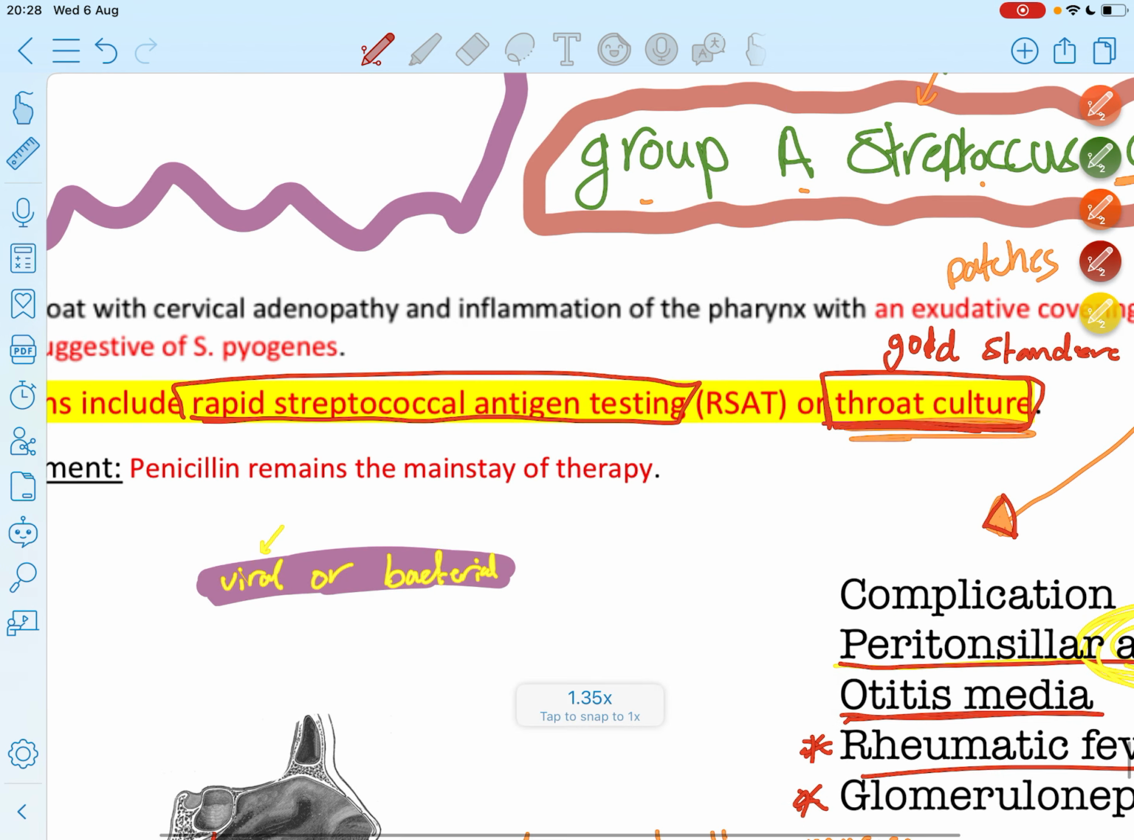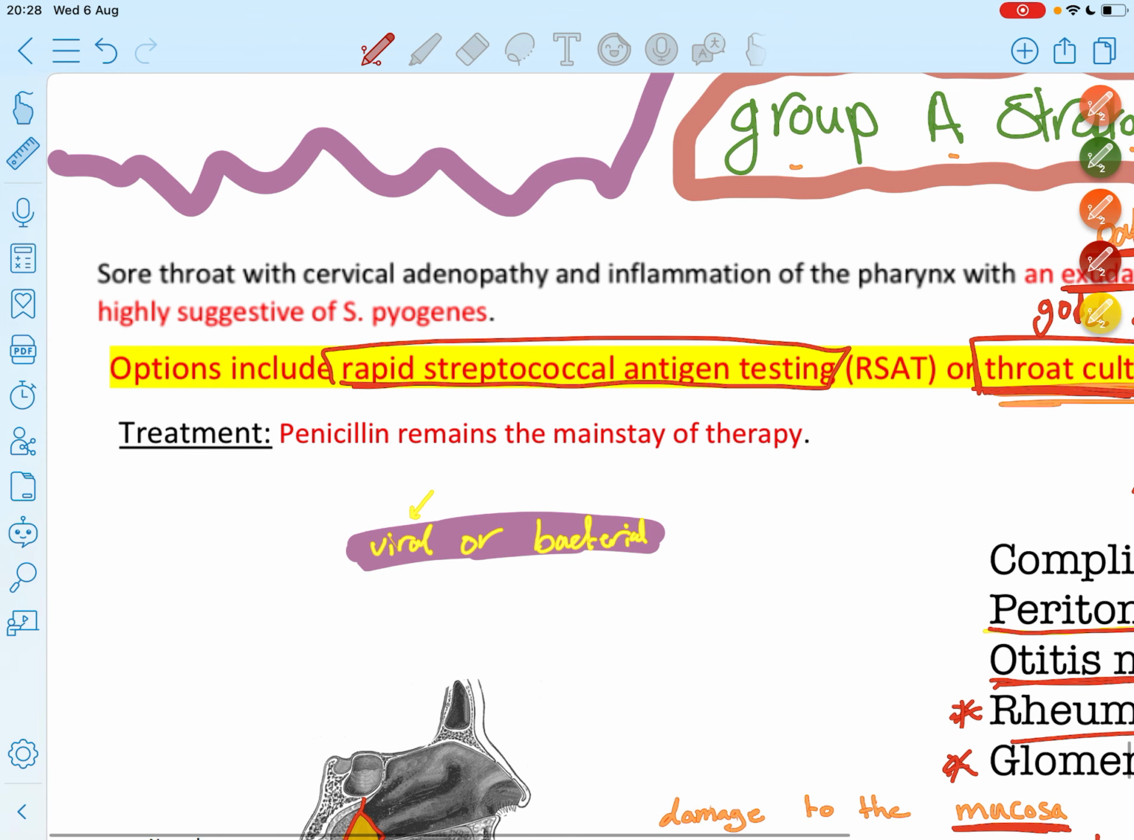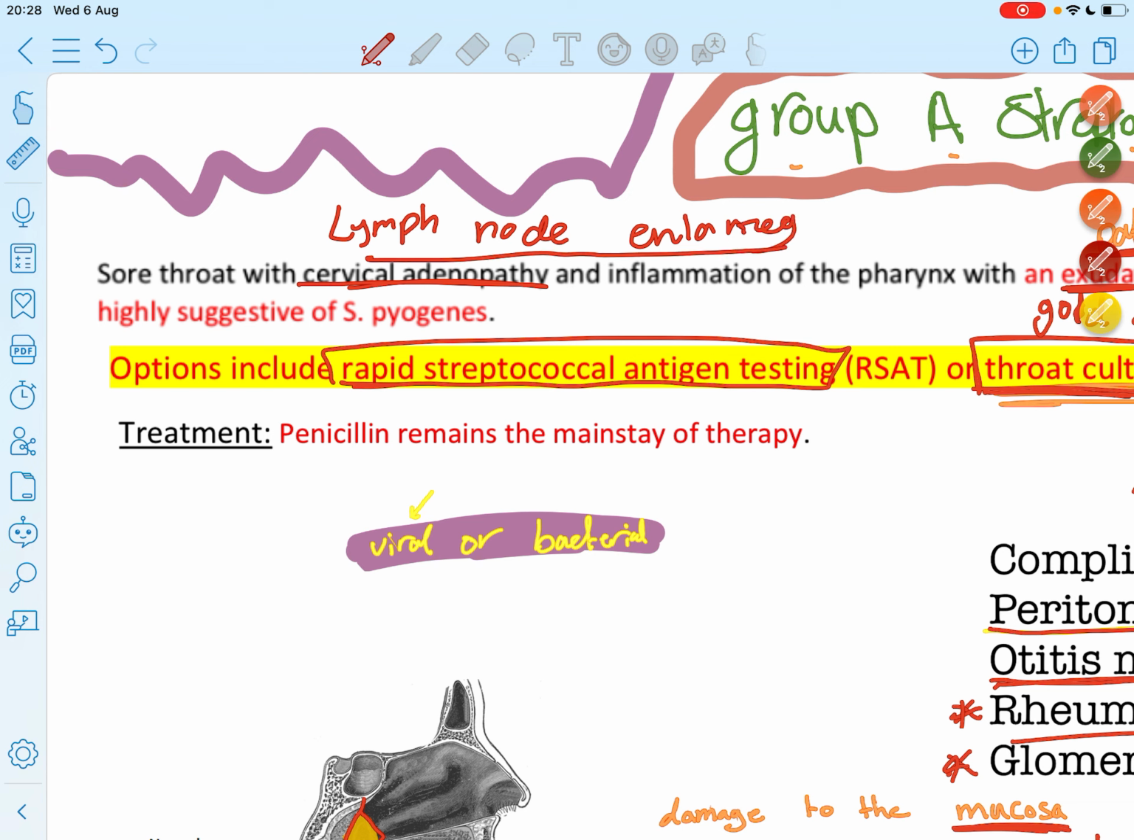We also say in bacterial cases we see exudates, like yellow patches if you open his mouth. We also see cervical adenopathy, where the lymph nodes are enlarged. And these things are highly suggestive of Streptococcus pyogenes.